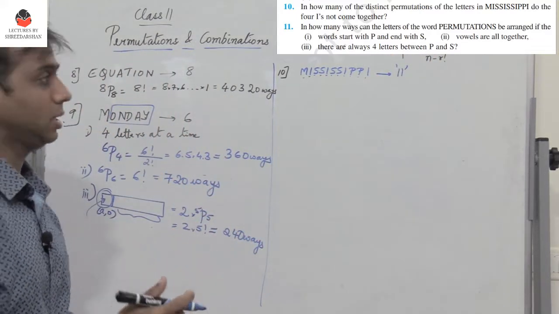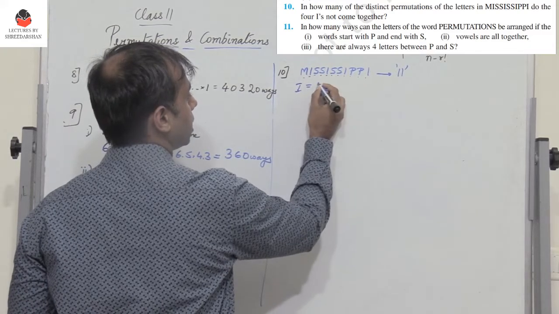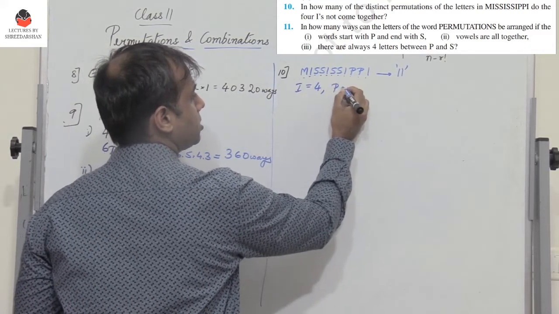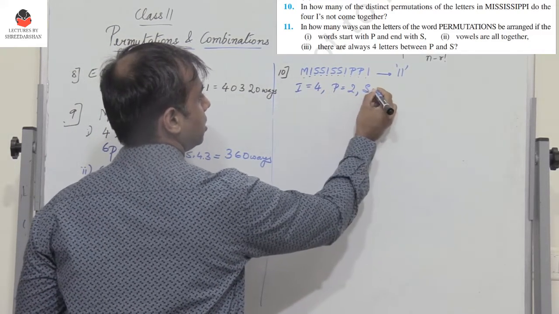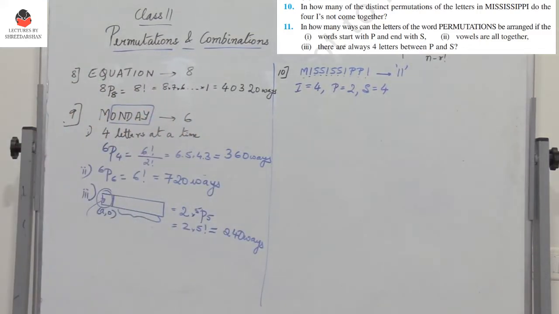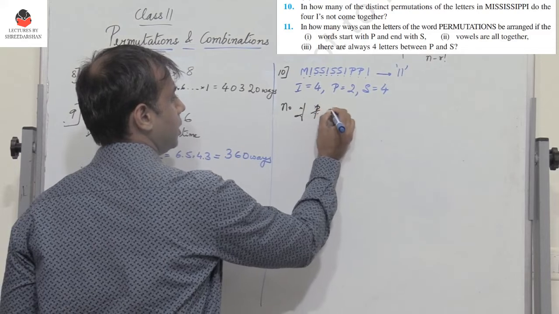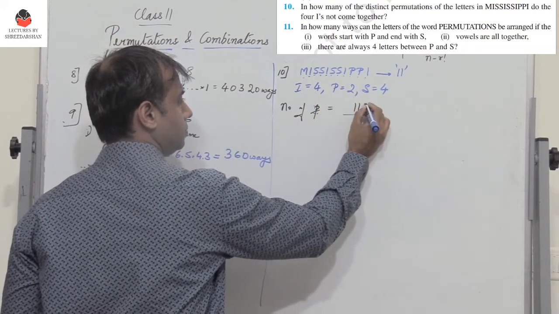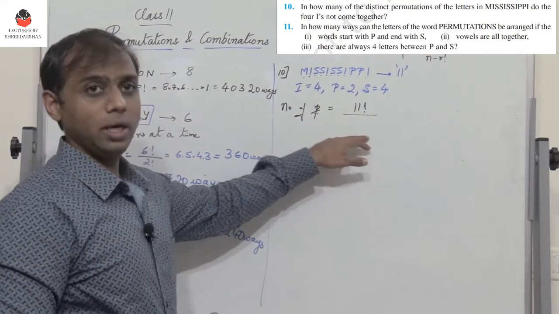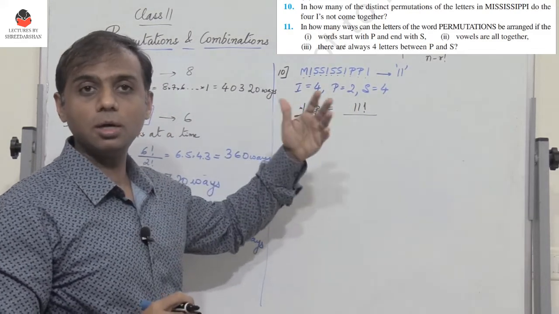Okay, some of them are repeating. So I find that the letter I repeats 1, 2, 3, 4 times. The letter P repeats 2 times, and the letter S repeats 1, 2, 3, 4 times here. Okay. Now, how many different permutations are possible? So the total number of permutations is definitely 11 factorial divided by the factorial of the letters which are repeating.